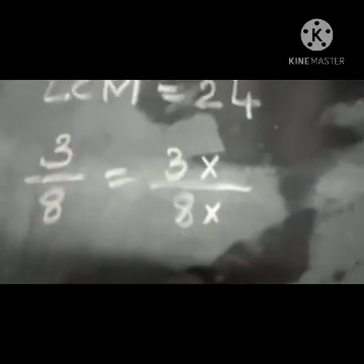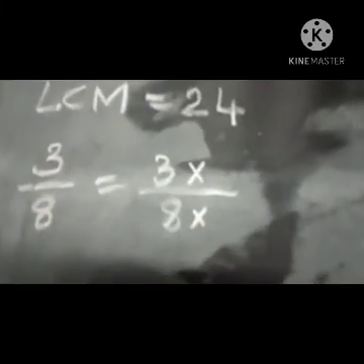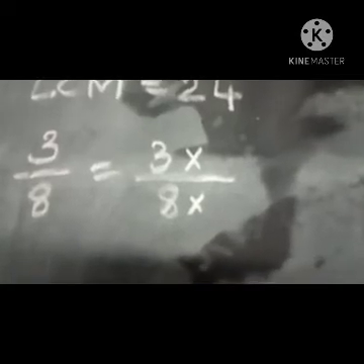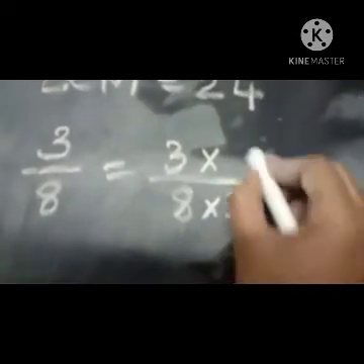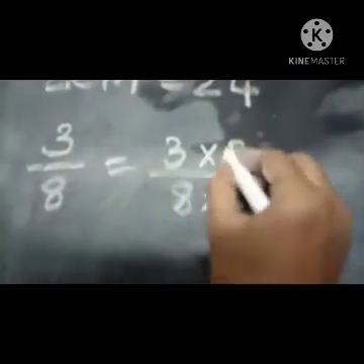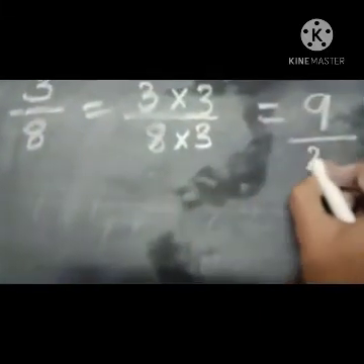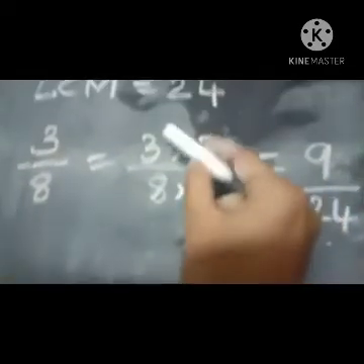In the 8 table, is 24 there or not? Tell me children. 8 1s are 8, 8 2s are 16, 8 3s are 24. So write here 3, 3. 3 3s are 9. Next, 8 3s are 24. The denominator and the LCM, both these two numbers are equal.